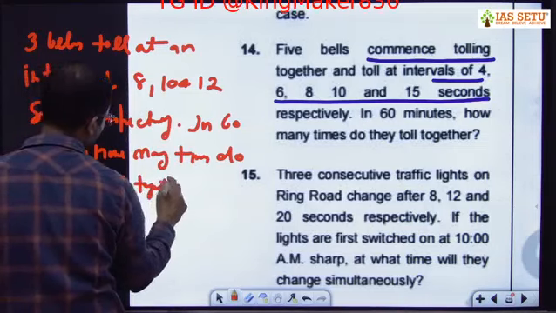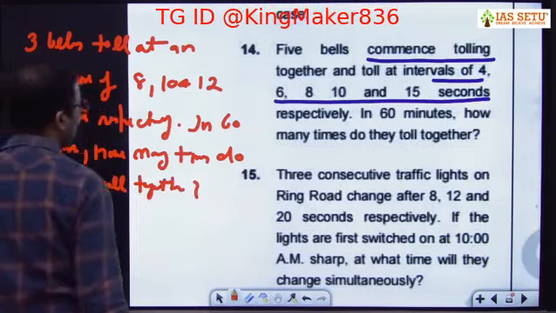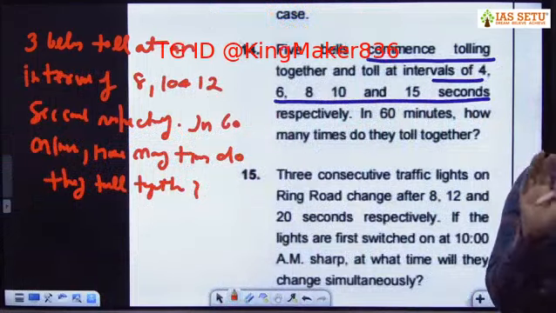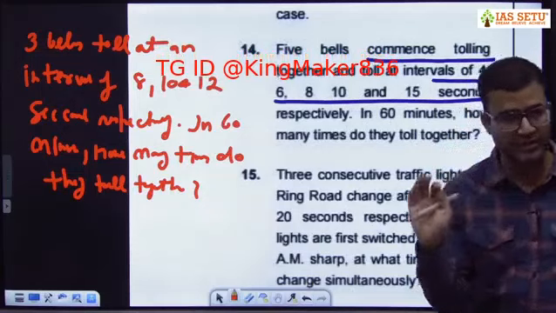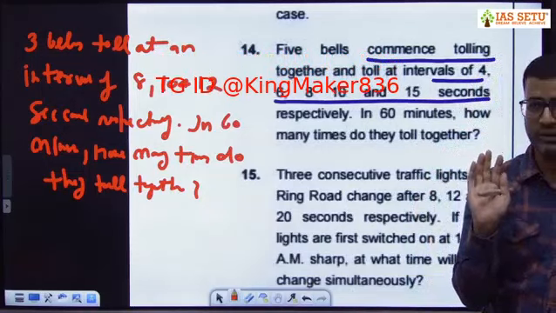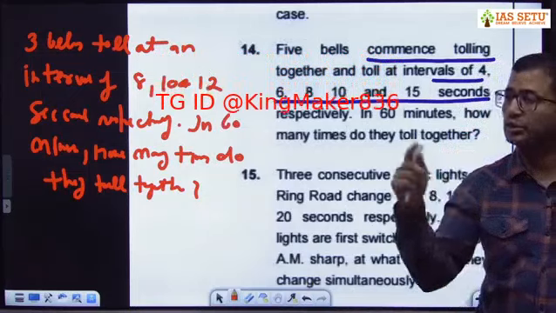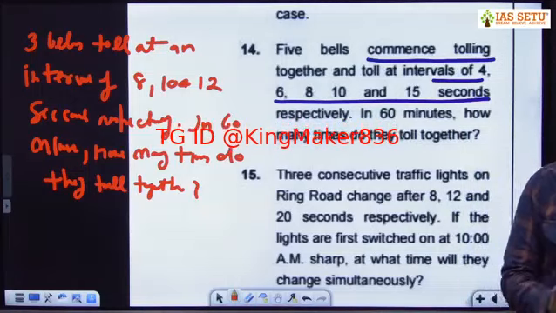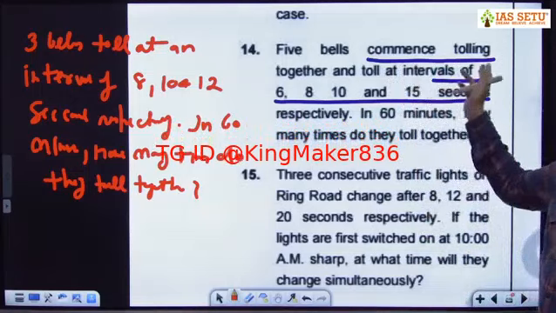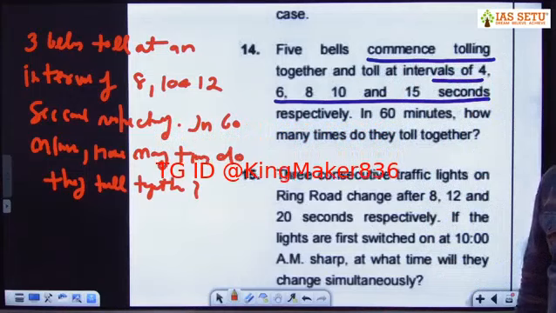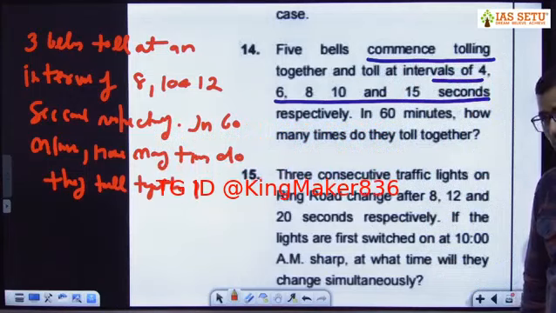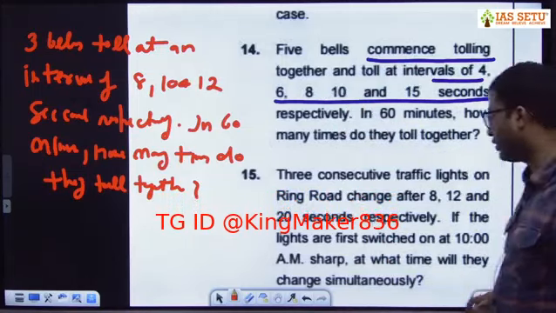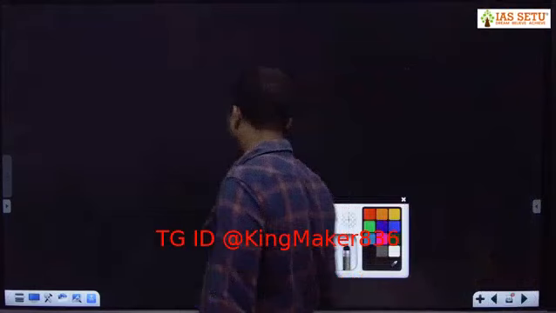You read. 3 bells toll at an interval of, nowhere is it mentioned commence tolling together, started tolling together. सिंपल बोल रहा है 3 bells toll at an interval of 8, 10, 12 seconds respectively, whereas the question given in the booklet is commence tolling together. So there is a difference if it is mentioned commence tolling together or if it is simply given toll at an interval of. So here we take LCM of 8, 10, 12.